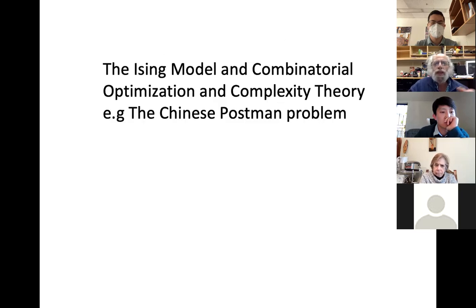And there's this interesting thing that the Ising model and combinatoric optimization and complexity theory has been used to solve the Chinese postman problem, which is a variant of the traveling salesman's problem.